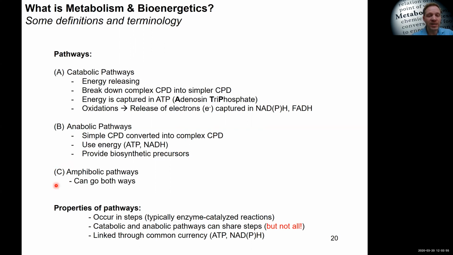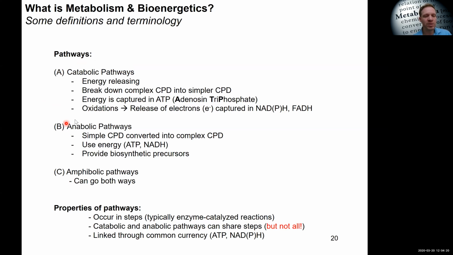And I just want to highlight here, there are some pathways that we call amphibolic. These are pathways that can function both as energy building and energy releasing pathways. There are actually a few of those, and we'll highlight a few examples. But primarily for this quarter, what I want you to focus on are these opposing catabolic and anabolic pathways. Okay.